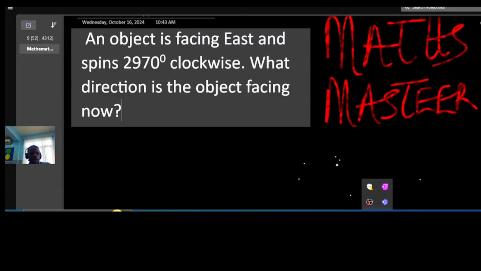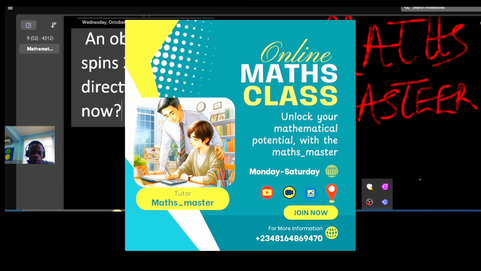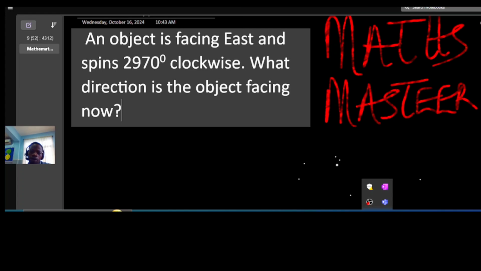Hi guys, today we are looking at one of the applications of mathematics. Students often complain about what the application is of what they are learning in mathematics. So I'm going to be taking you through a series, and here's one of them.